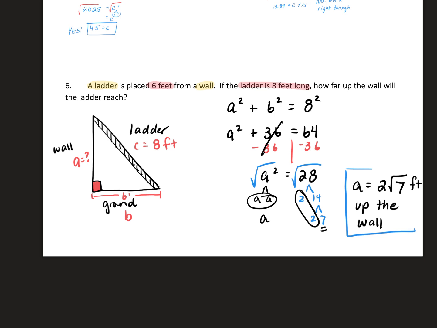So when you are looking at word problems today, make sure that you are drawing this picture. Super important. Draw a picture and then label it. That is going to be your best way to solving problems using the Pythagorean theorem. Okay, that's it for notes for today. Go ahead and grab the homework and get started.